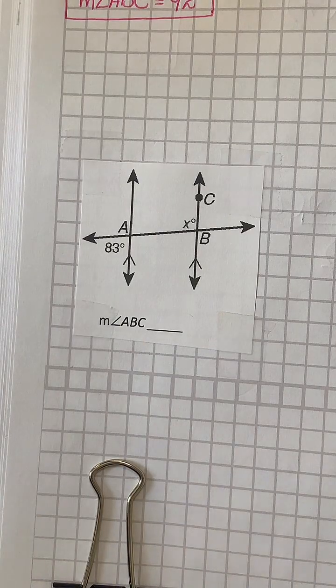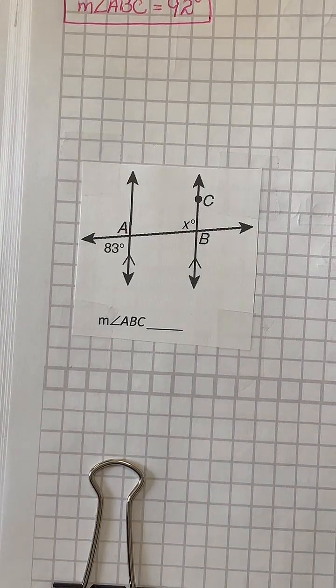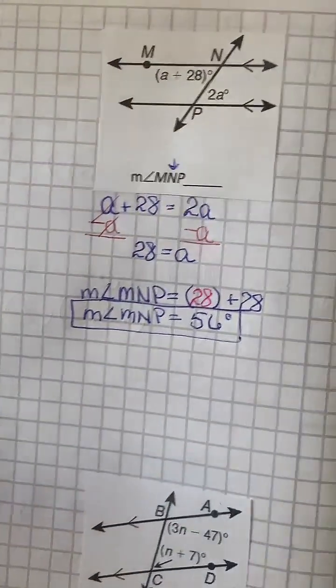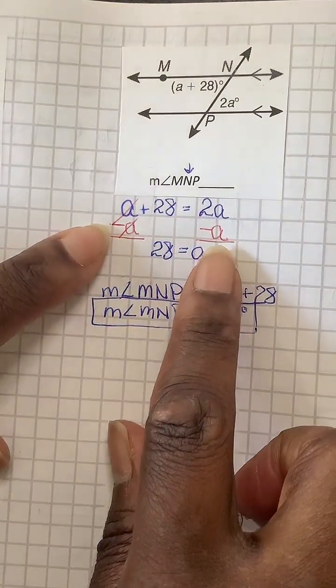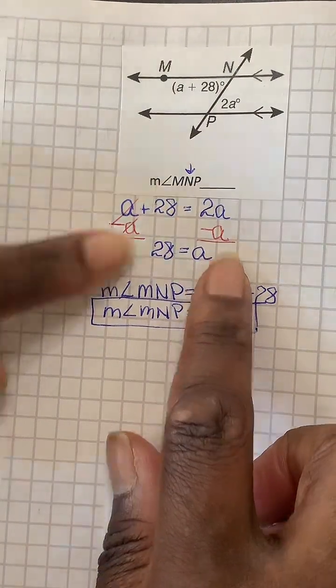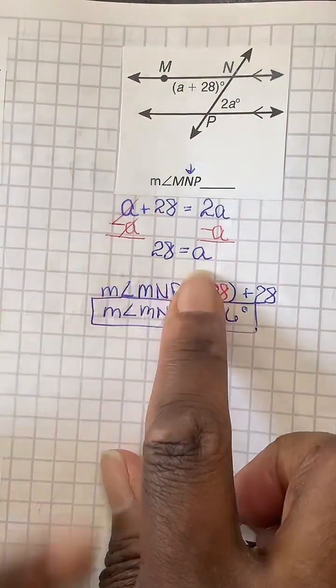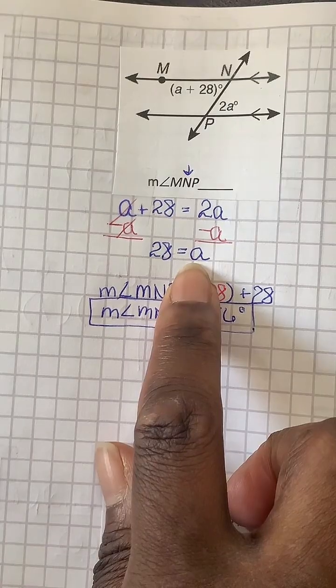Okay, not a problem. What happened to the 2? What do you mean? Oh, what happened to the 2 up here? Well, when we subtract A on both sides, 2A minus 1A gives me 1A. So the 2 is no longer there.